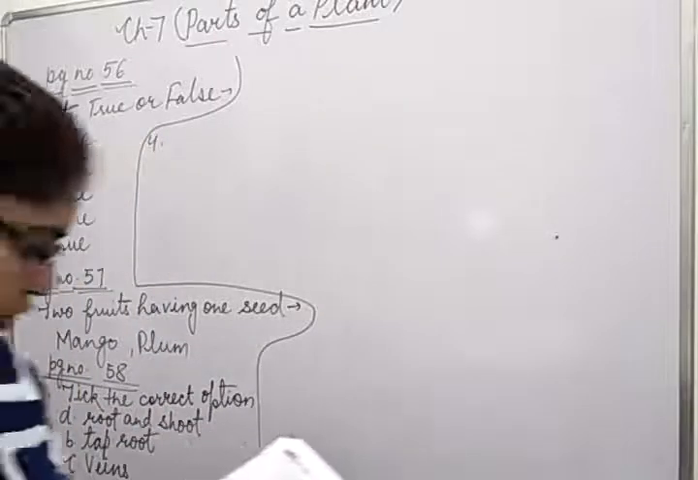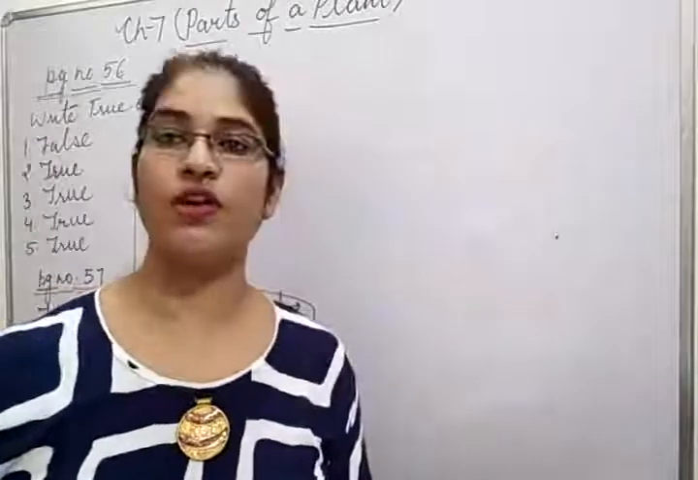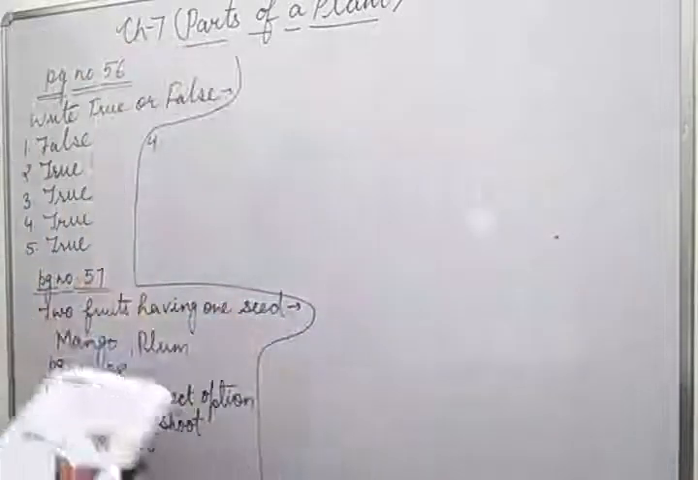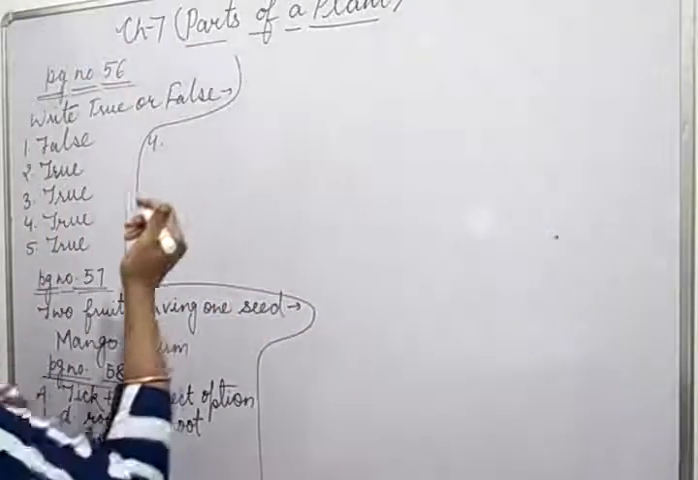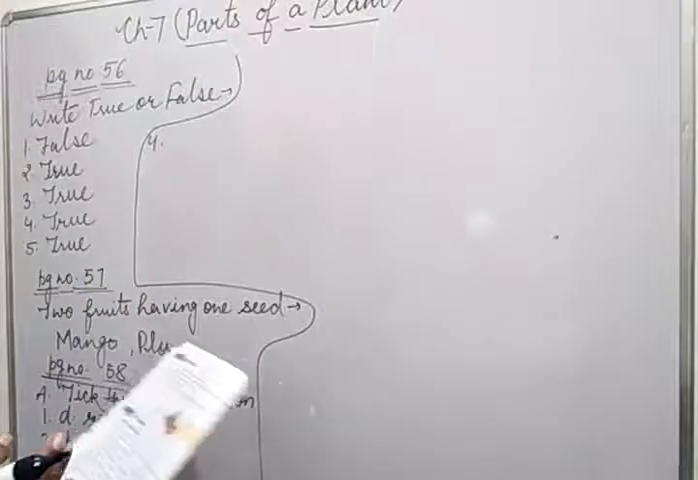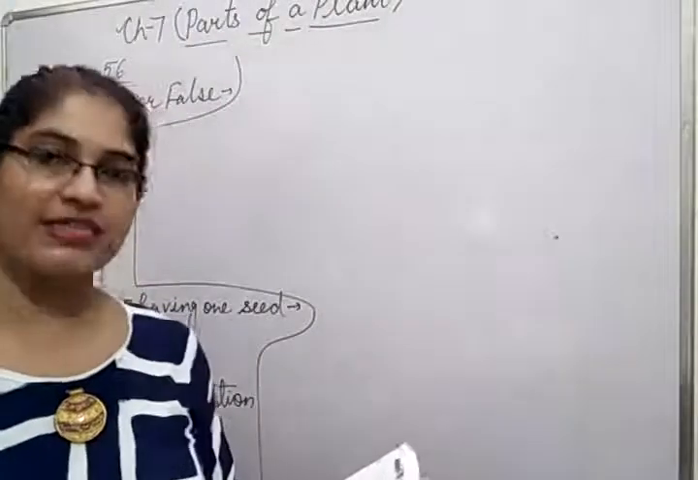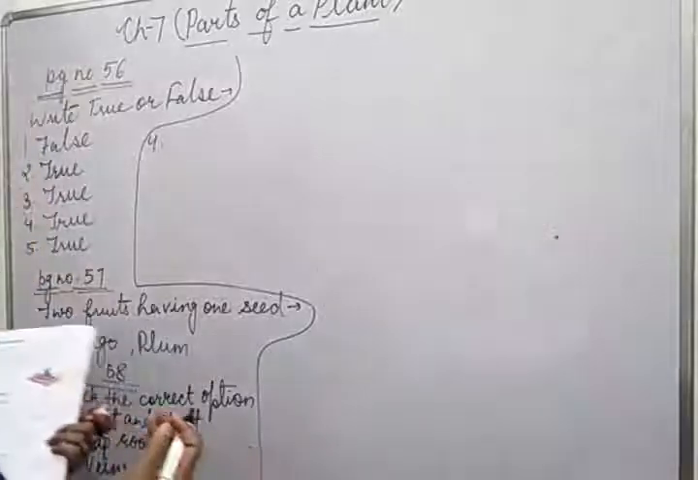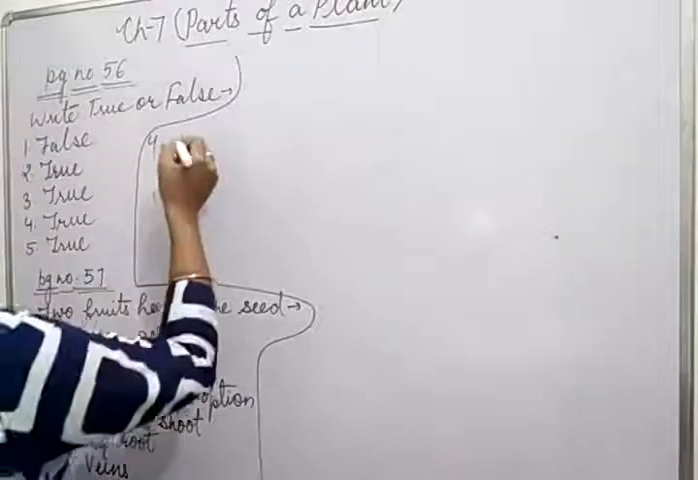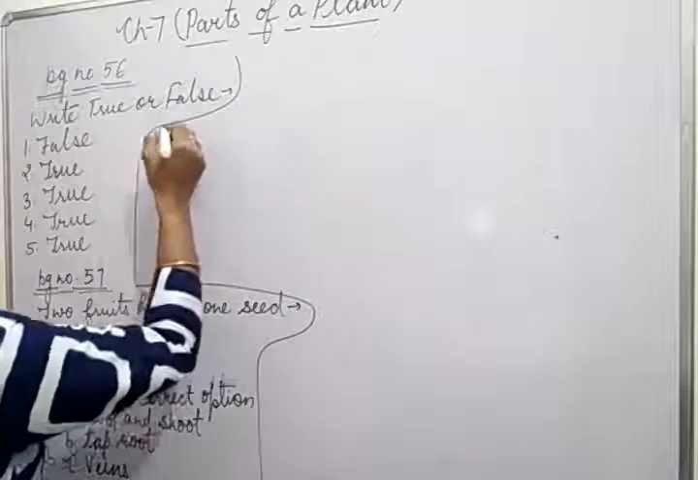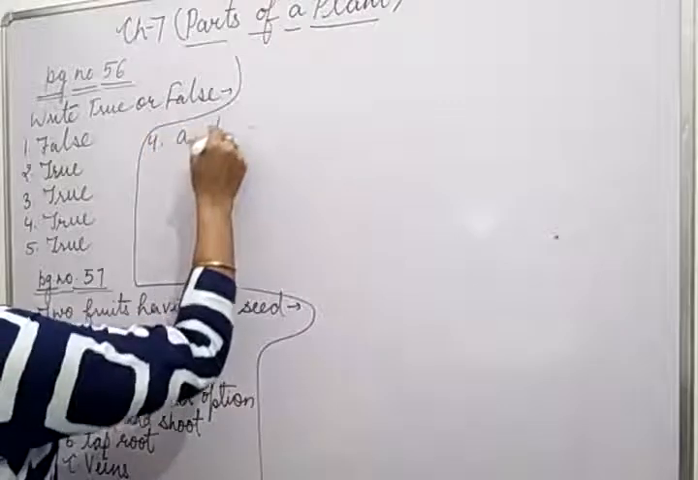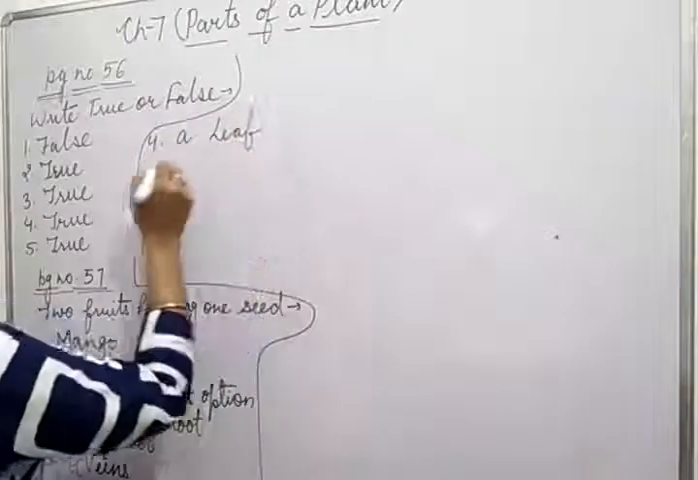Which of the following makes food for the plant? You know very well. Is that leaf? Is that root? Is that flower? And is that fruit? Yes children, that is leaf. And that's why it is known as a kitchen and food factory of a plant. So tick on A option, that is leaf.